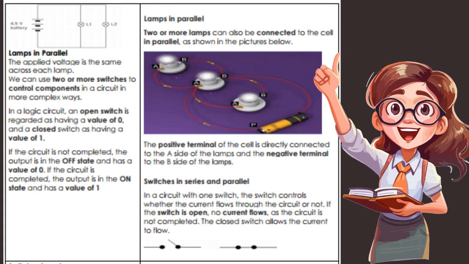Switches in series and parallel. In a circuit with one switch, the switch controls whether the current flows through the circuit or not. If the switch is open, no current flows as the circuit is not completed. The closed switch allows the current to flow.